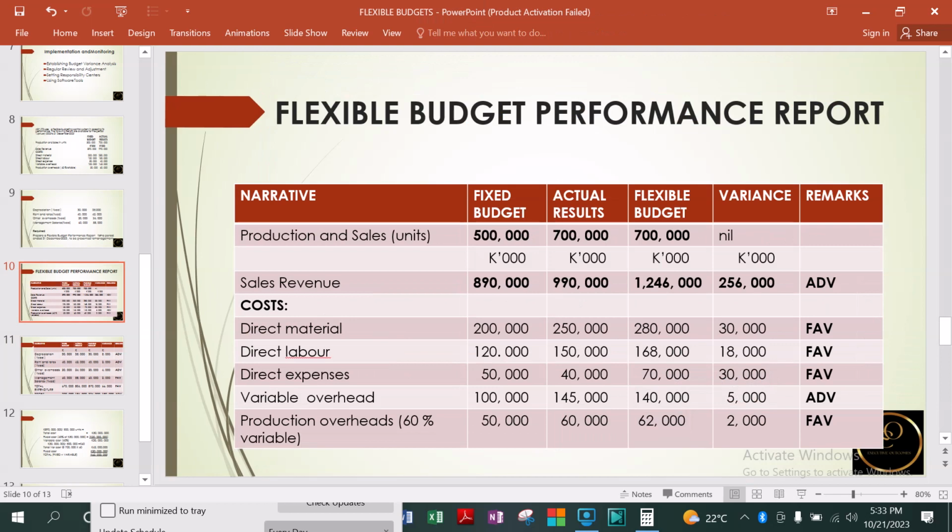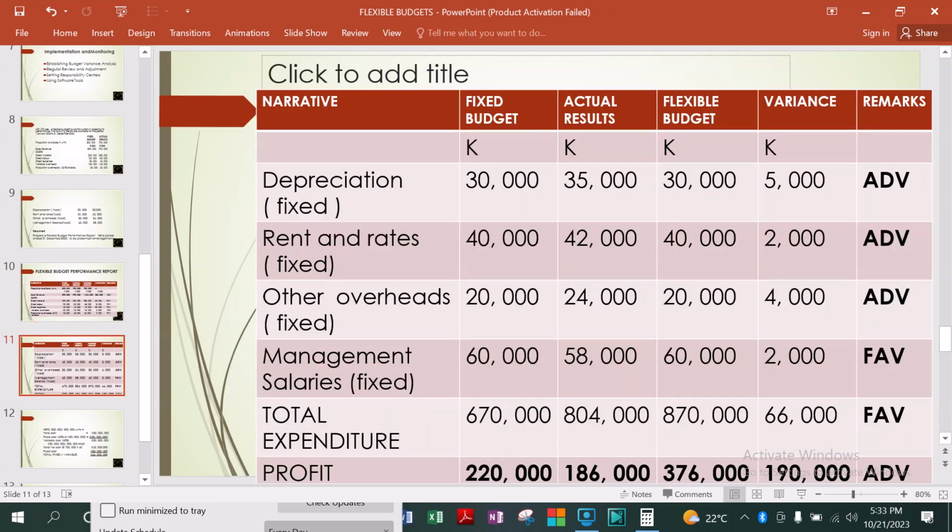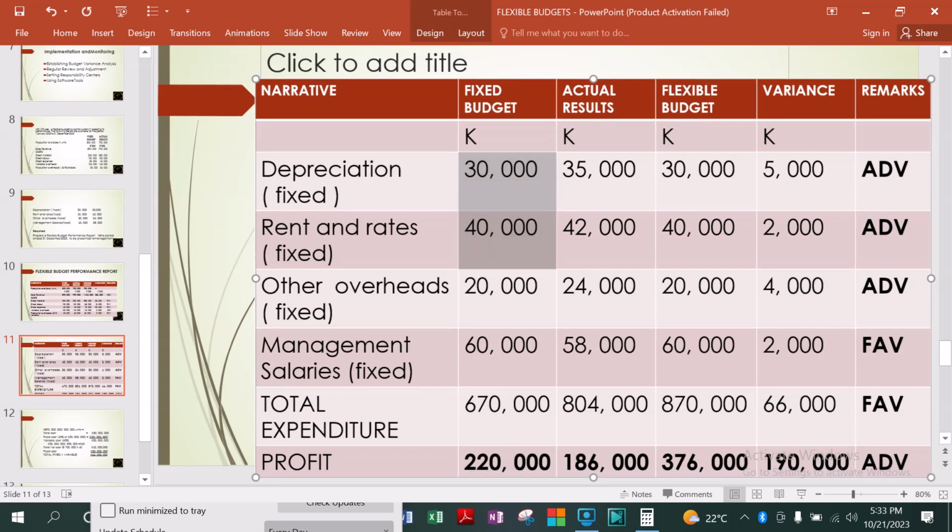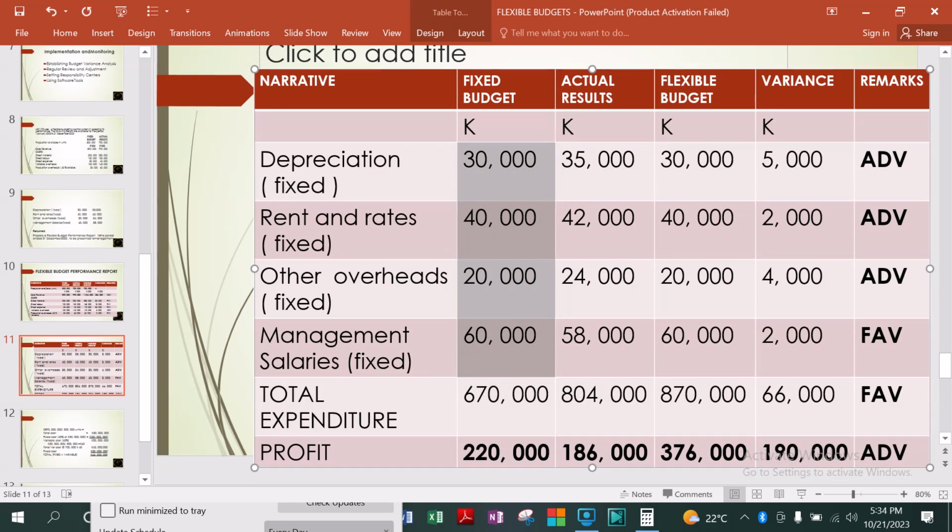Okay, so now then we move on to look at the other portion. It says depreciation fixed, rent and rates fixed, other overhead is fixed, management salary is fixed. So since fixed costs do not change regardless of the changes in activity, you just copy the way they are under fixed budget and paste them under flexible budget the way they are. Because here at fixed budget the level of activity is 500,000, flexible budget the level of activity is 700,000. Now the fixed costs are not expected to change with changes in activity level. That's why we just reflect the same figures.